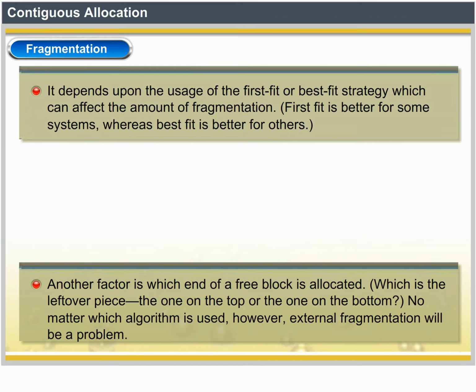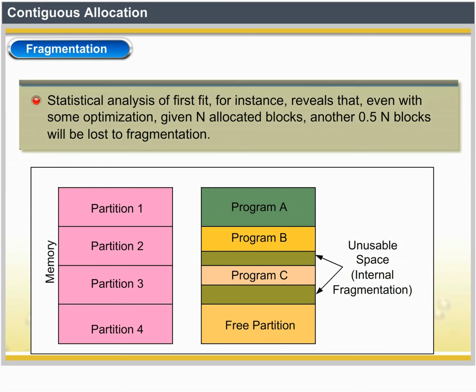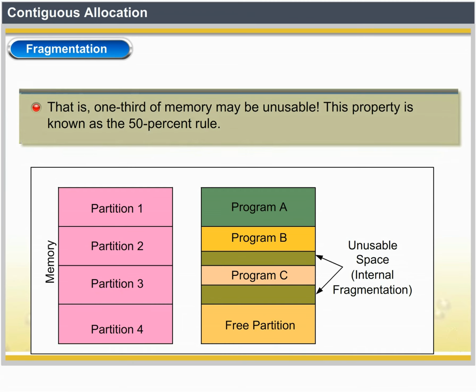Depending on the total amount of memory storage and the average process size, external fragmentation may be a minor or a major problem. Statistical analysis of first fit, for instance, reveals that even with some optimization, given n allocated blocks, another 0.5 n blocks will be lost to fragmentation. That is, 1/3 of memory may be unusable. This property is known as the 50% rule.